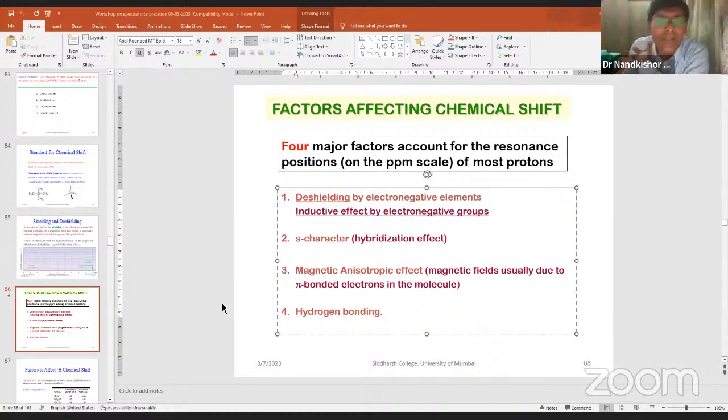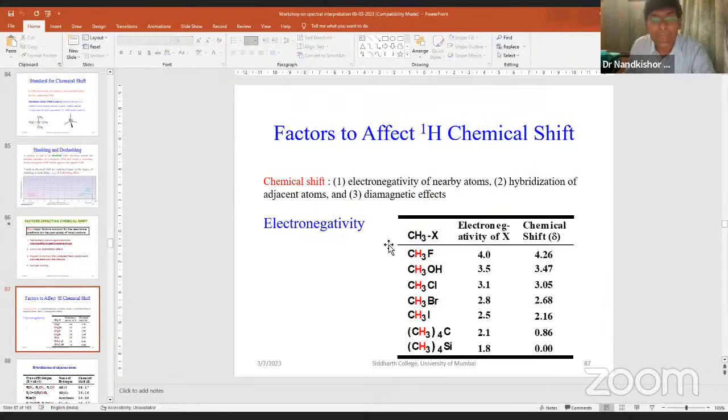Okay, so we'll see this magnetic anisotropy in a minute. And there is another factor, that is hydrogen bonding. So these four factors affect the chemical shift value, that is the del value. The del value will change because of these four factors. Now let's see one by one. First is electronegativity. If you see, the more the electronegativity, the more the del value. Take the example of fluoro, then chloro, bromo. The electronegativity goes on changing. So as the electronegativity changes, the chemical shift value also changes.